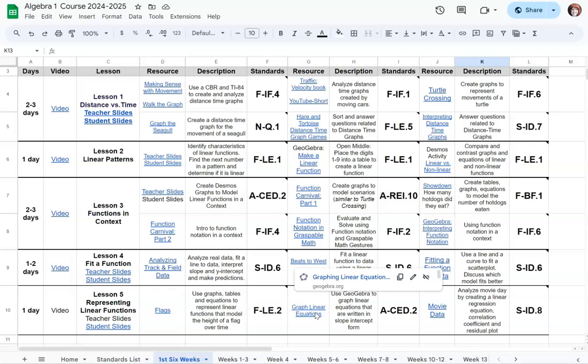And then the movie data, you could spend a long time on this, but the way I've done it, I don't think it's going to take too long, so we'll see. Let's start with the Desmos activity.